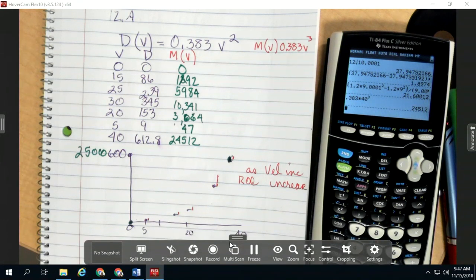If you're going 20 miles an hour, you're generating 3,000 horsepower. I'm sorry, 3,000 watts, 3 kilowatts, which would be almost 5 horsepower. Okay? And then you've got 10 kilowatts and then 25 kilowatts.